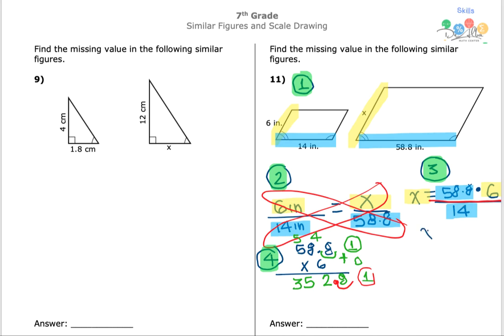So the x here is going to be 352.8, because that's what we got in our multiplication, divided by the 14 that we have right there. Okay, so that's what I'm going to do next. I'm going to divide 352.8 divided by 14.